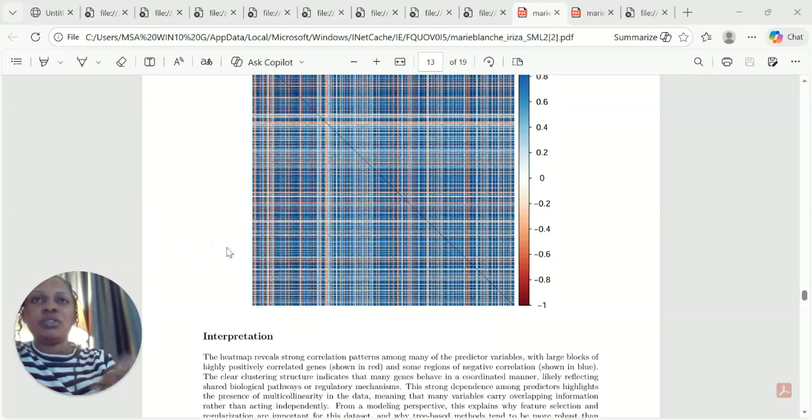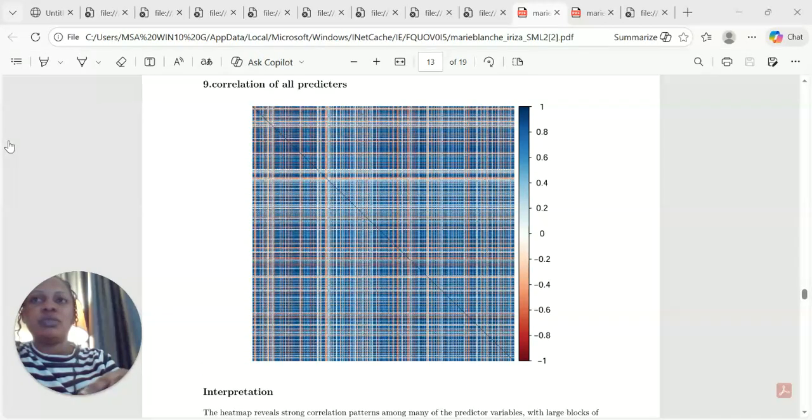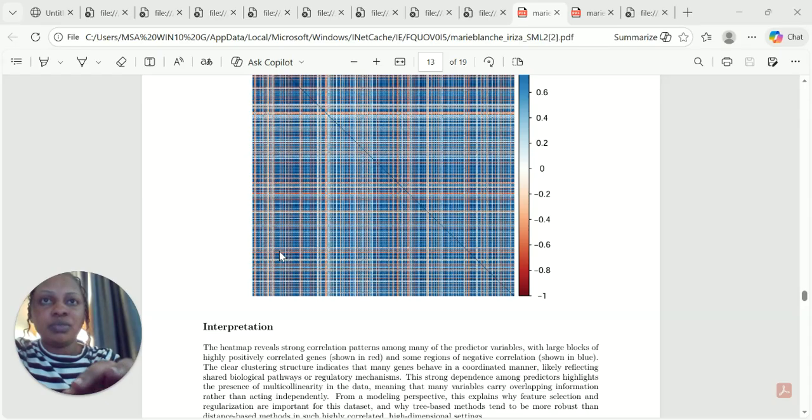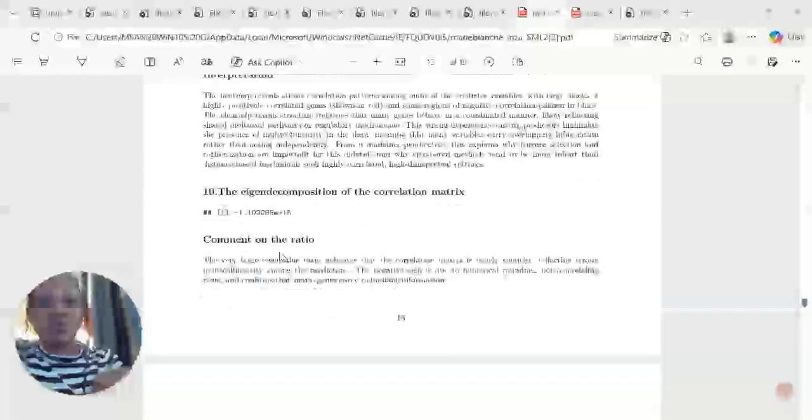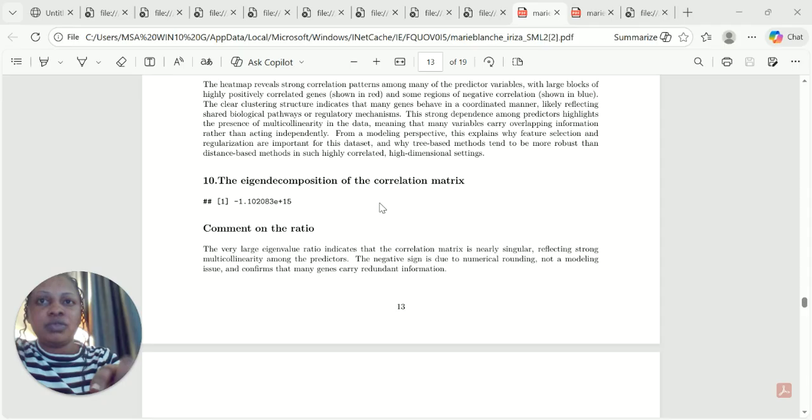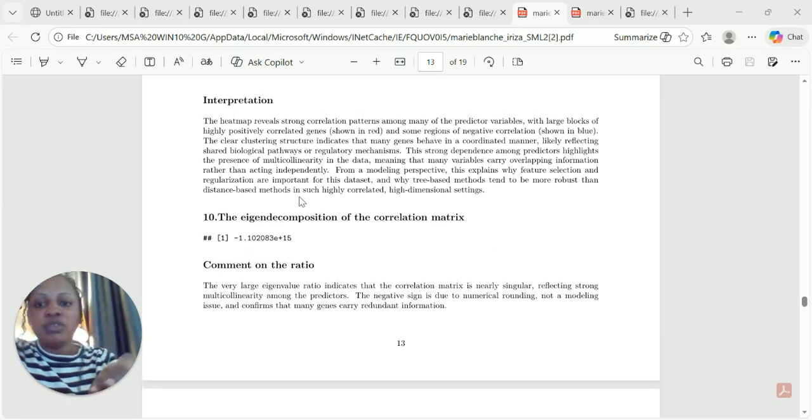After that, I checked the correlation of predictors, where I observed that there is strong multicollinearity between the variables, indicating strong dependence between them. And again, the decomposition of this correlation matrix shows that the matrix is nearly singular, and this confirms that there is strong multicollinearity between the variables.